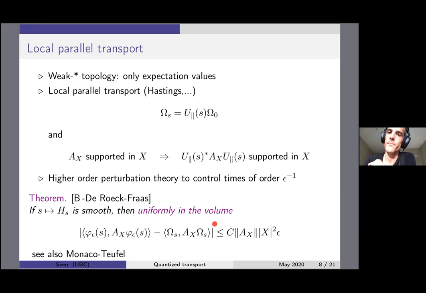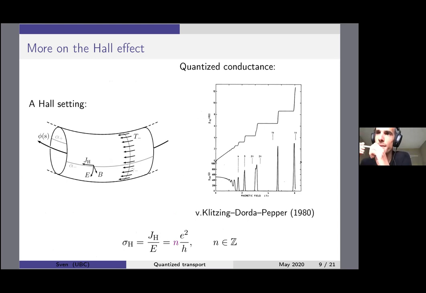Okay, so let me come to the Hall effect. There's many Hall settings. Here's one of them, which lies on the cylinder. So imagine they have a gas of electrons moving around on the surface of this cylinder. There's a perpendicular magnetic field out of this cylinder. And so you see here, I have a phi of S. I've had a phi of S before, it's the same.